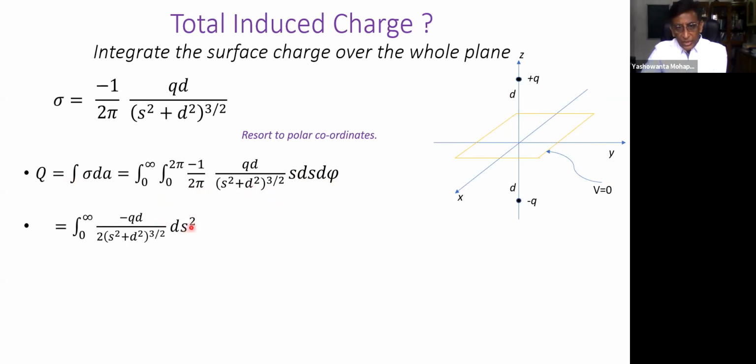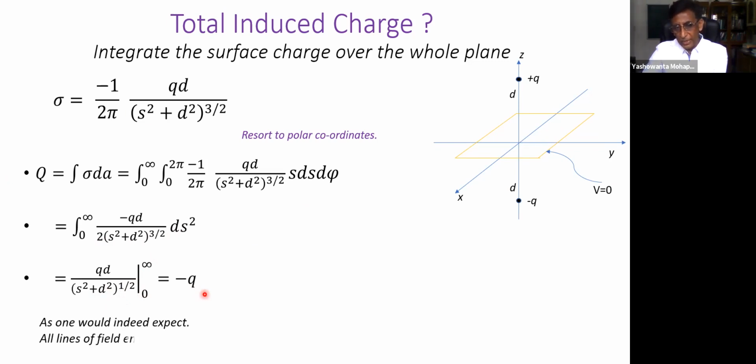I can write it down with a 1/2 here, and instead of s ds, I write d of s squared and pick up another 1/2 here. That is a simple integral then, q d over the square root of s squared plus d squared, from 0 to infinity, and that is indeed minus q as one would expect.